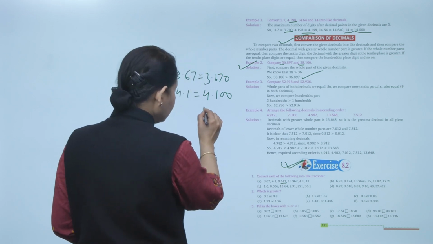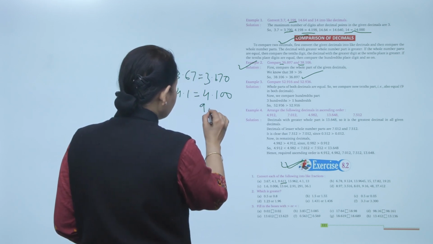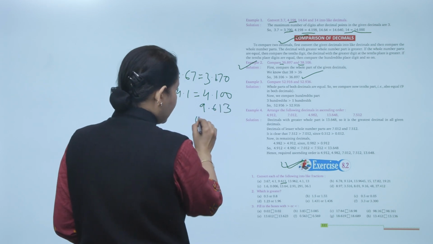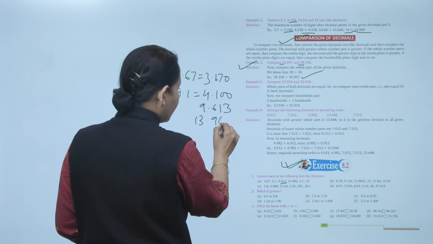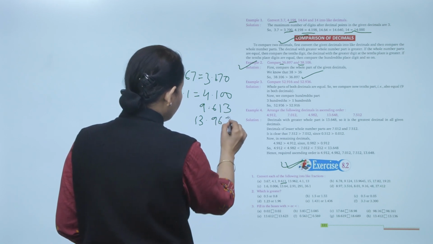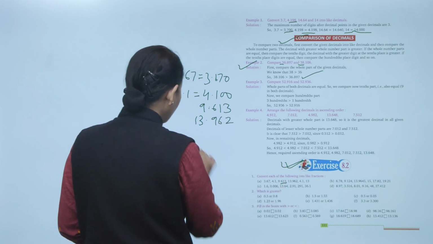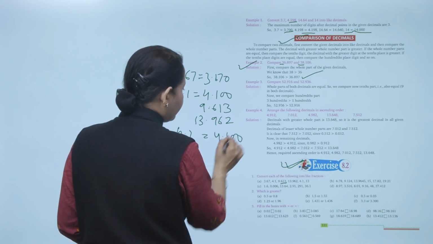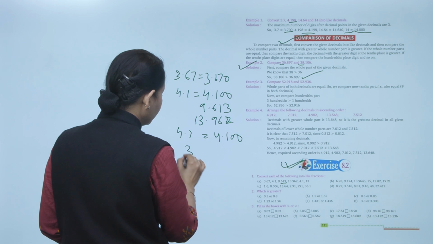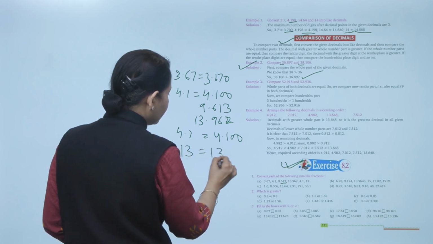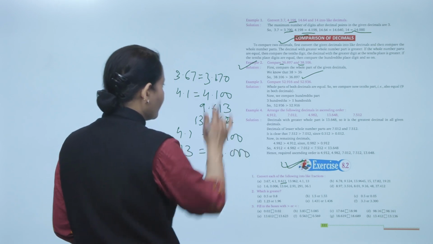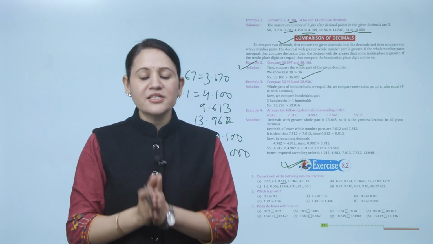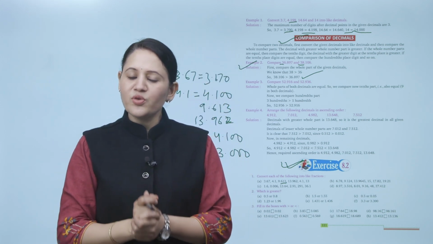Next, same 9.613, because there are already 3 digits after the decimal. Next, 13.962. Again 4.1, so we'll write it as 4.100. Last one is 13. So, we'll write it as 13.000. Now, all these are like decimals. Clear? So, you have to practice all the questions of this exercise. We'll move to the next topic.